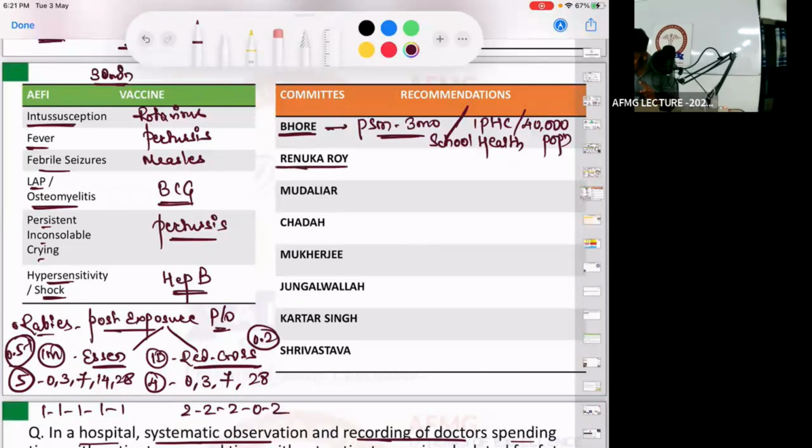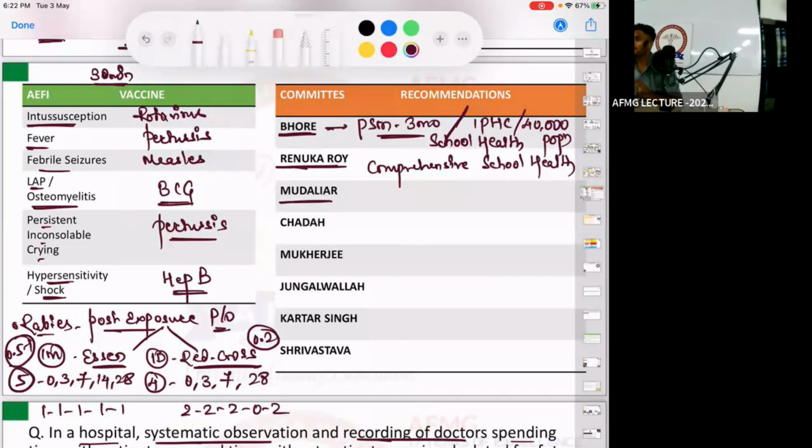Next, Renuka Roy committee came in 1960, gave recommendations in 1961, and it worked on comprehensive school health. So which committee worked on comprehensive school health? Women have more love for children, okay, so that is how I remembered it. So Renuka Roy committee worked on comprehensive school health.